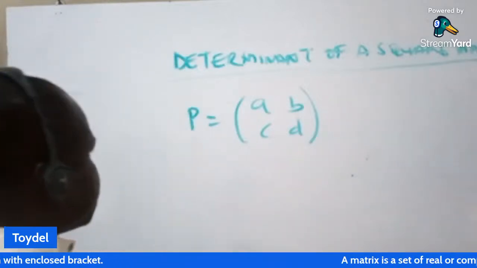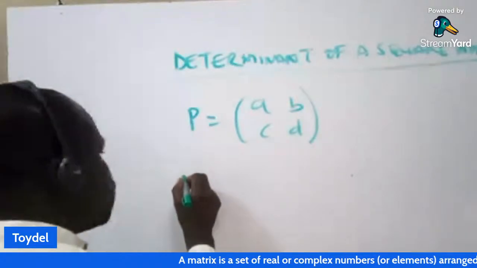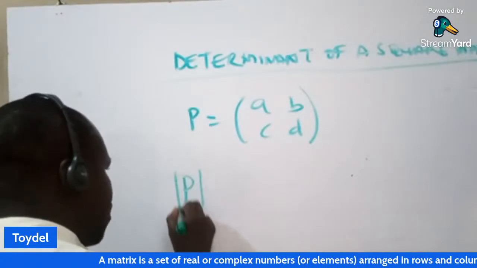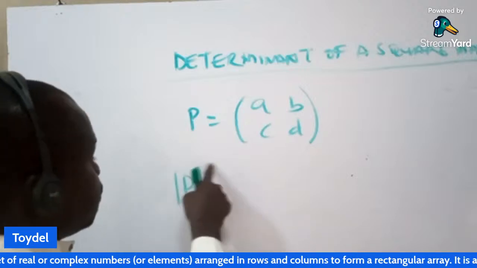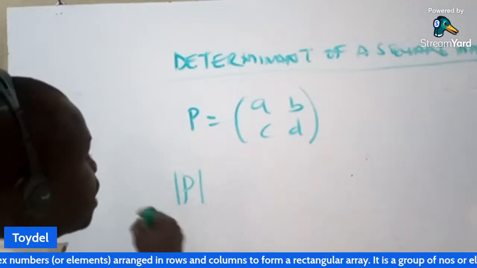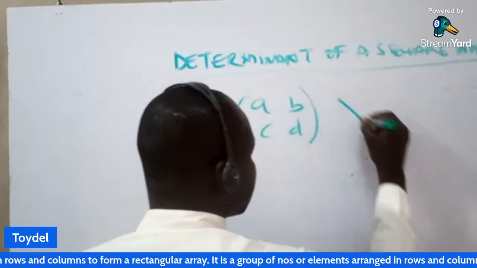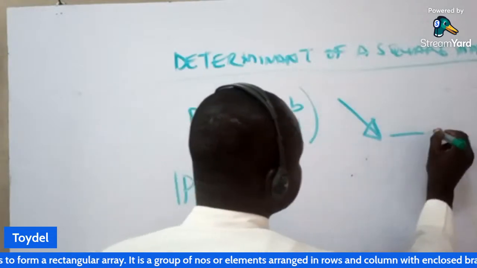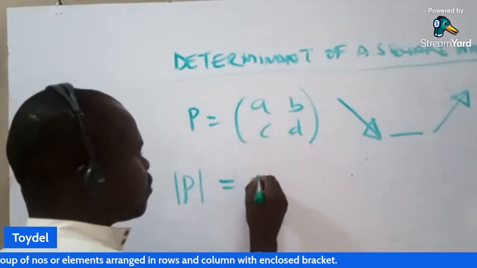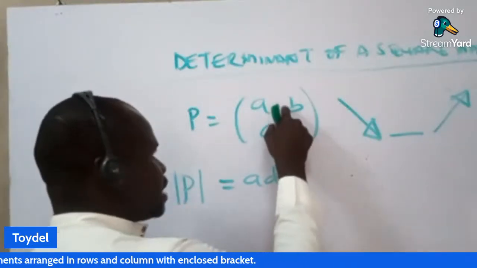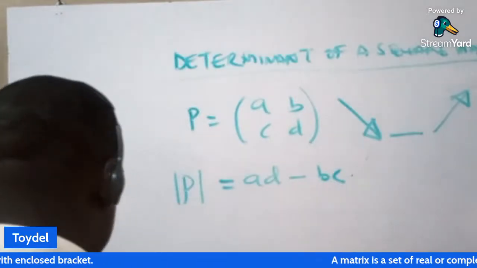Of course, it's very simple. If you want to find the determinant of this matrix P, which is 2 by 2, we normally denote it with the symbol of absolute value. The determinant will be: you use the leading diagonal, multiply the elements, minus the other diagonal. That is A times D, AD, minus B times C, BC. So this is how to find the determinant of a 2 by 2 matrix.